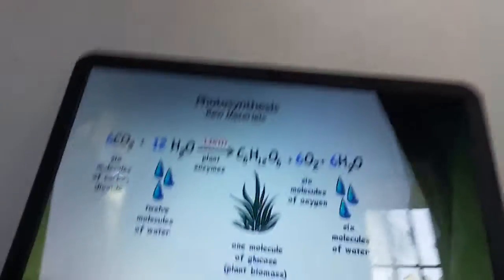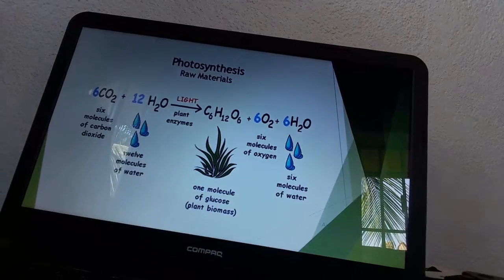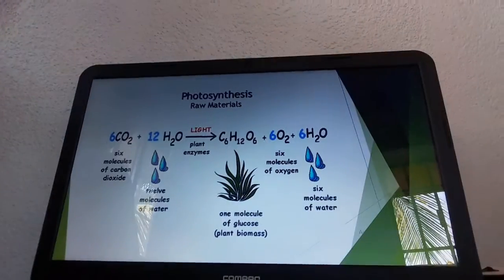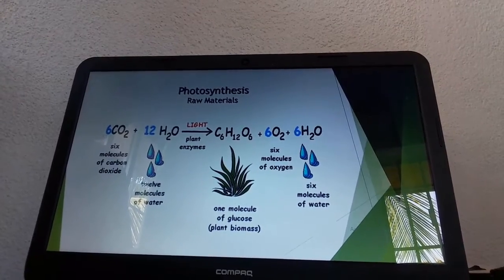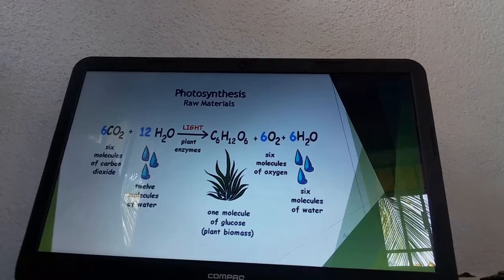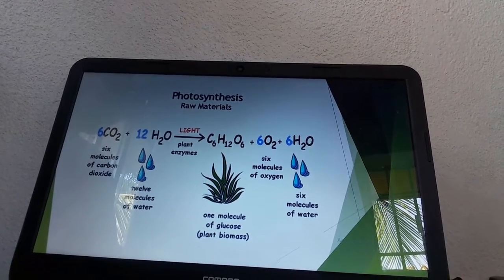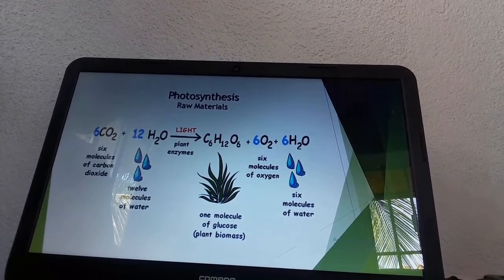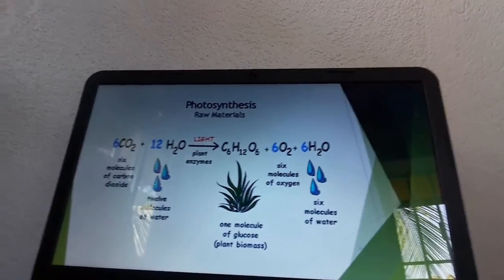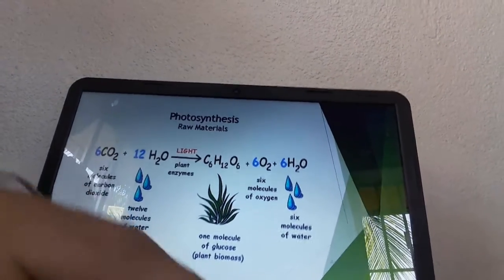So this is the main equation of photosynthesis. 6CO2 plus 12H2O, which is going to make C6H12O6 in the presence of light, plant enzymes, chlorophyll, which will give the formation of glucose, 6O2 and 6H2O. Okay, fine. This equation you must follow.